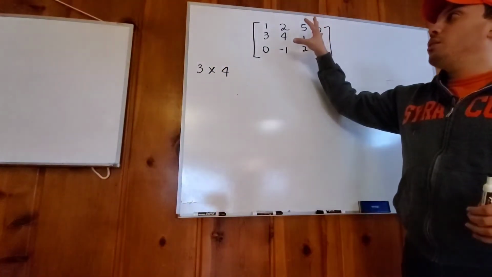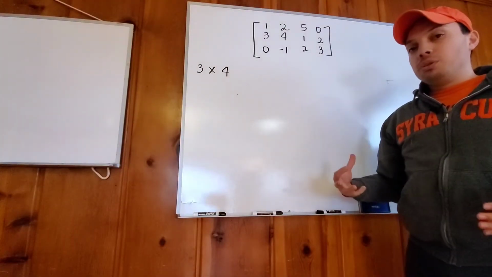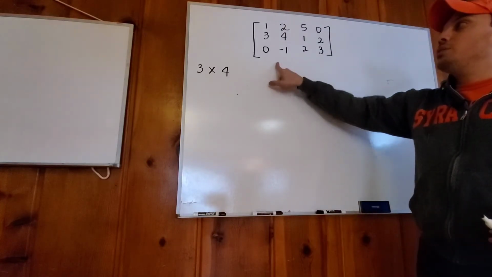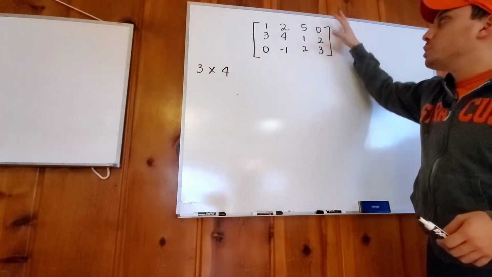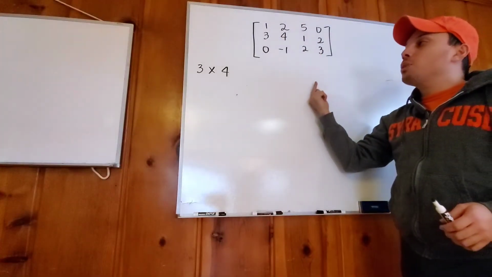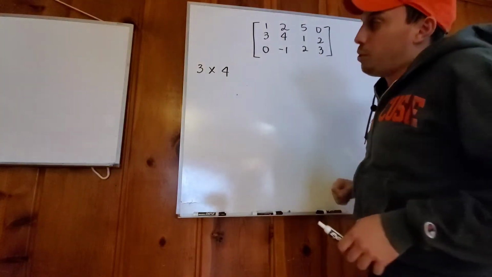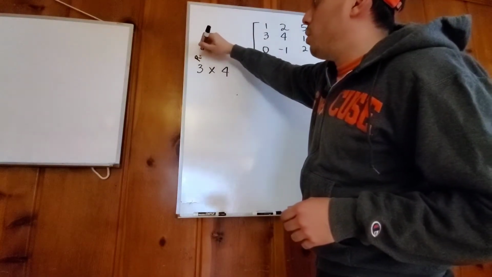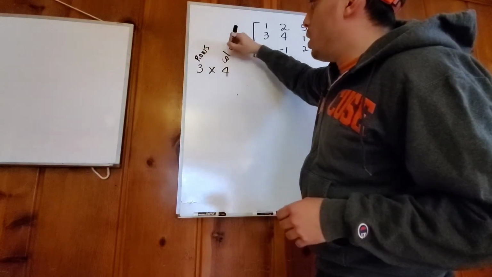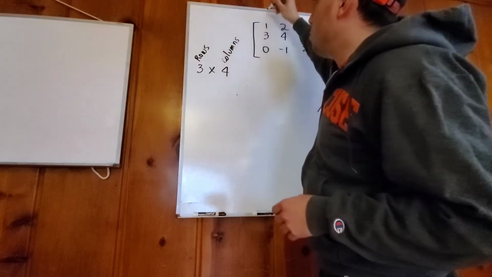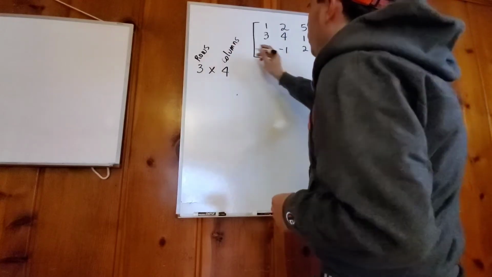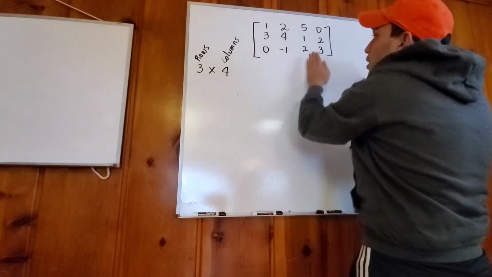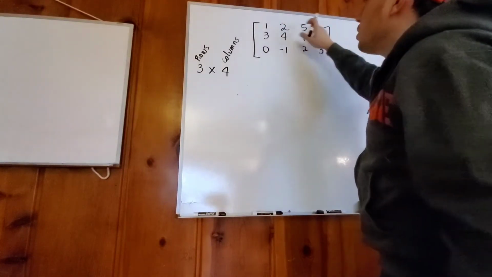A matrix, okay, so matrices is plural. The singular form is matrix. And so this is a matrix, okay? It's a way to arrange numbers in kind of like a box. And so we call this a 3x4 matrix. Why is it a 3x4? Because it has 3 rows and 4 columns. Columns go up and down, and rows go left to right. So it has 3 rows, 1, 2, 3. It has 4 columns, and each one of these little numbers is called an element.